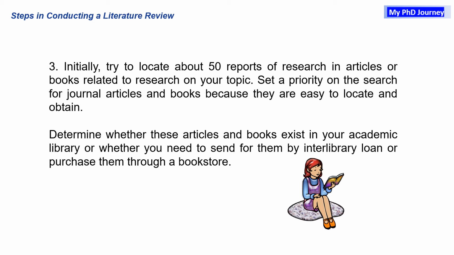Three. Initially, try to locate about 50 reports of research in articles or books related to research on your topic. Set a priority on the search for journal articles and books because they are easy to locate and obtain. Determine whether these articles and books exist in your academic library or whether you need to send for them by interlibrary loan or purchase them through a bookstore.